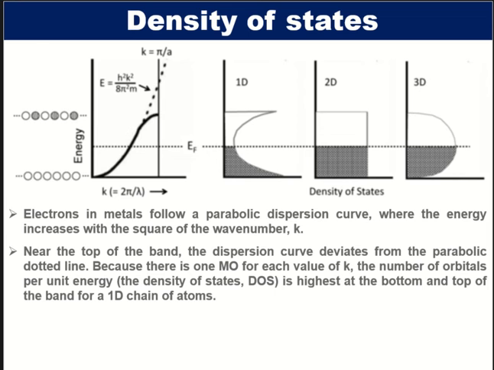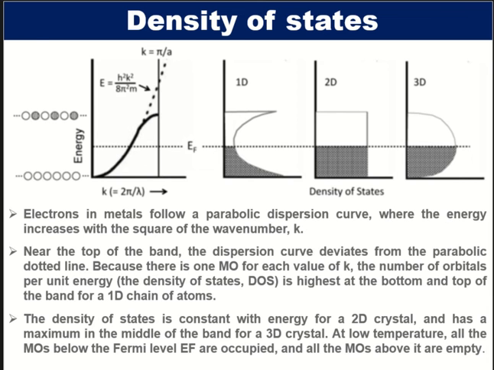Near the top of the band, the dispersion curve deviates from the parabolic dotted line. This thing we have already discussed, because of the periodic potential of the atomic cores, the nucleus that you have. So in this case there is one top of the band, so deviation is there. One molecular orbital for each value of k, the number of orbitals per unit energy is highest at the bottom and top of the band for a one-dimensional chain.